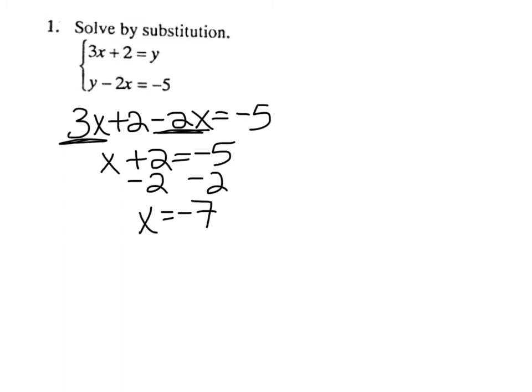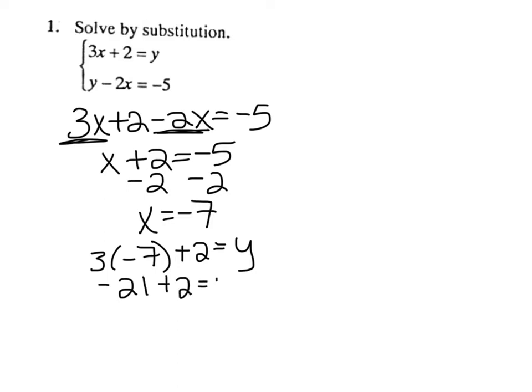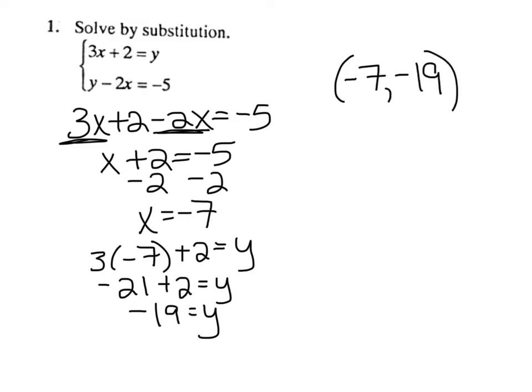Well, x isn't the only thing I want to find. I also need to find y. The easiest equation to put that back into would be the top one. So it's going to go 3 times negative 7 plus 2 equals y. 3 times negative 7, negative 21, plus 2 equals y. Negative 19 equals y. Let's write it as an ordered pair. Negative 7, comma, negative 19.